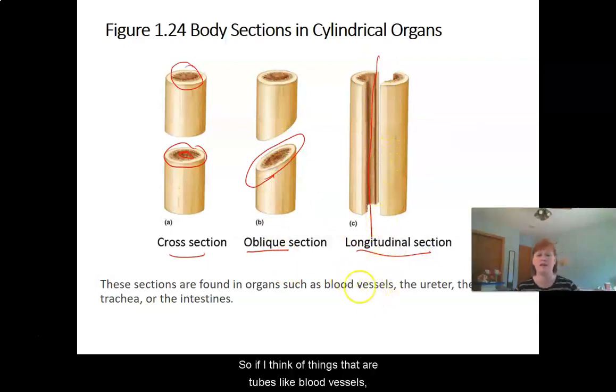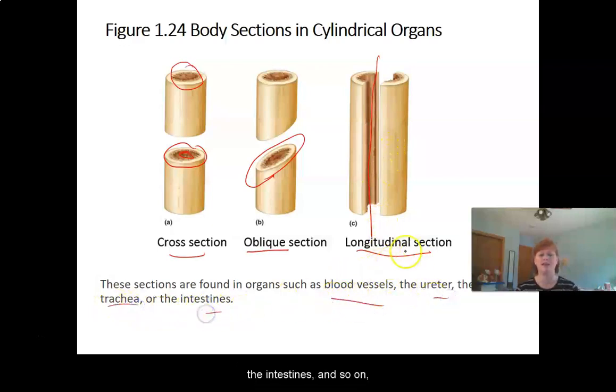So if I think of things that are tubes, like blood vessels, ureters, the trachea, the intestines, and so on, how I cut through that with my image is going to give me these different types of shapes, and I need to be aware of that.